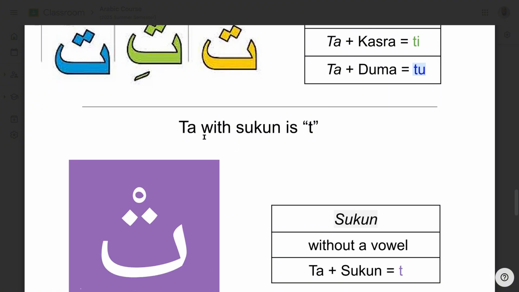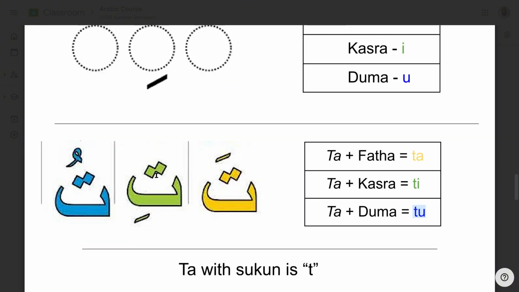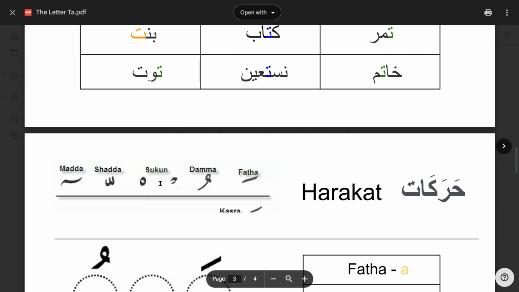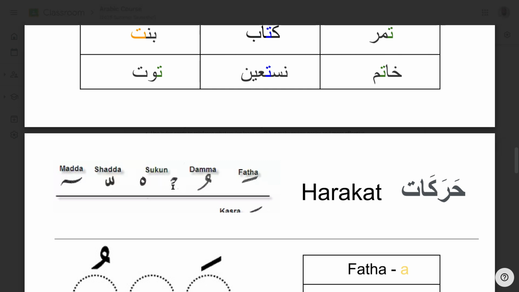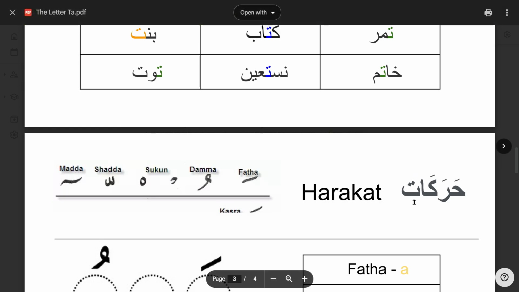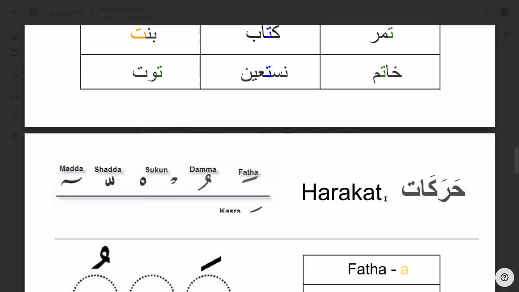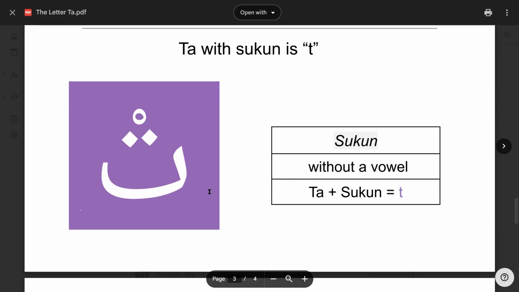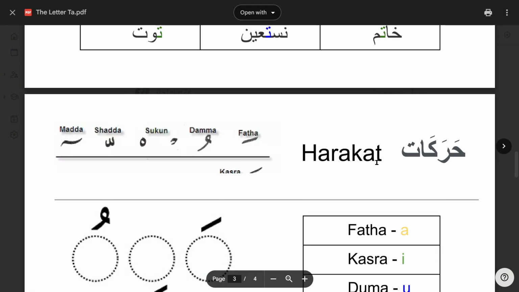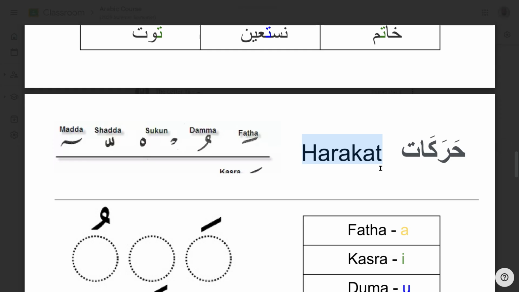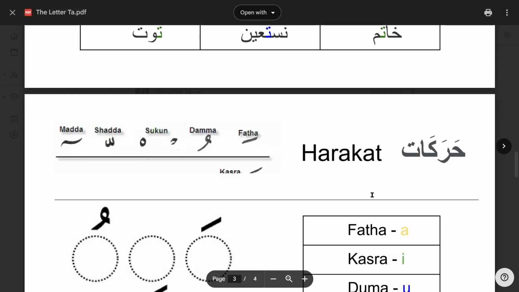Okay. The letter ta with sukun. Remember, the sukun is either nothing, or it may be these three symbols: this one, nothing, or the empty circle. I'm going to be giving you different examples. But the T right here has a sukun because there's nothing above it. Harakat is the T by itself without a vowel. So that's why at the end I said harakat. It's just this T right here at the end. That's how you read this word right here.